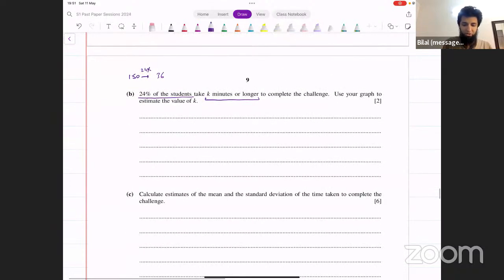Now, let's go back here. It says 24% of the students, they take K minutes or longer. 24% of 150 is 36. We will be counting 36 from top, right? For the reason I just explained. From the top, 150 minus 36, what does that give you? That gives you 114, right? This is the value that you will be reading on the vertical axis, 114.